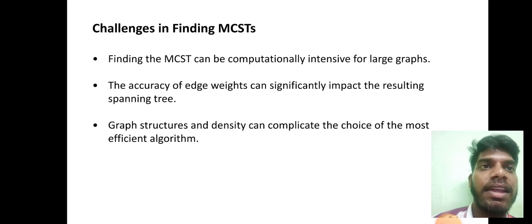Challenges in finding minimum cost spanning trees. Finding the minimum cost spanning tree can be computationally intensive for large graphs. The accuracy of edge weights can significantly impact the resulting spanning tree. Graph structure and density can complicate the choice of the most efficient algorithm.